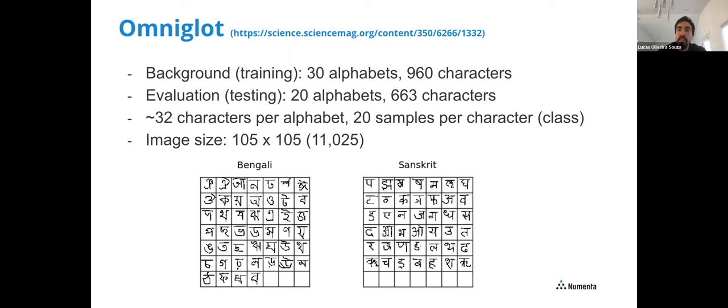And for each one of these characters, you have 20 samples per character. So this is what it looks like for an alphabet. This is Bengali, this is Sanskrit alphabet. So for each one of these, for example, this letter in Sanskrit, we have 20 samples. And here's what categorizes how machine learning sees few shot. So you can see it's always a bunch of tasks, but only a few samples per task, but it's never just one task.